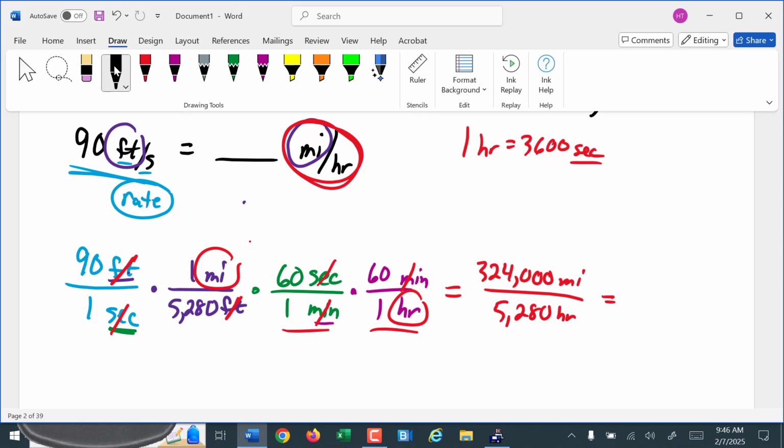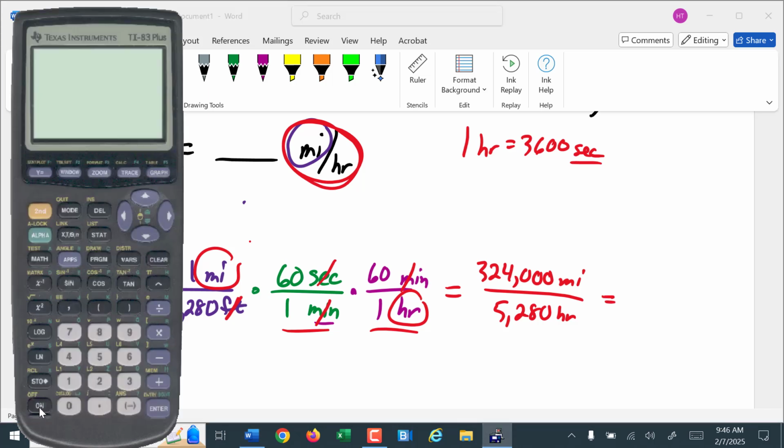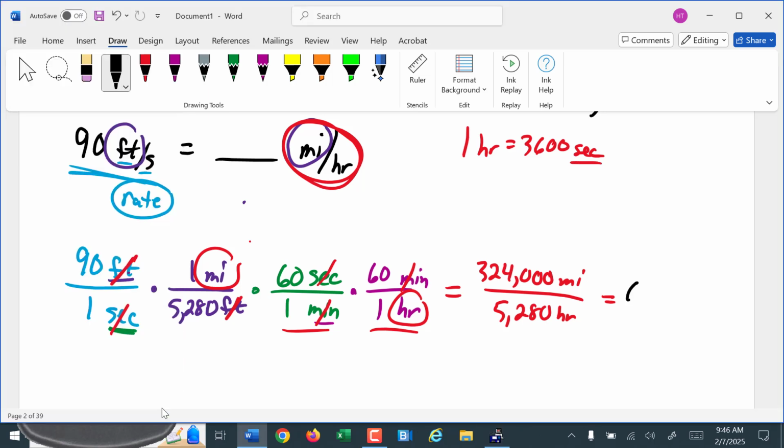And then we have to divide that out. So 324,000 divided by 5,280. It helps if I put in my division. Gives us 61.36 miles per hour.